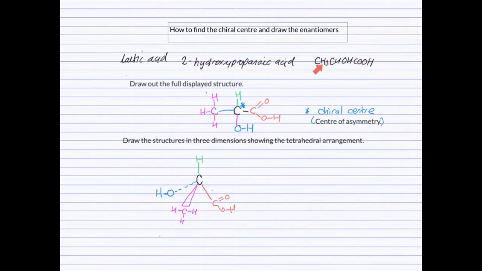Now the first thing to do, we're looking here at 2-hydroxypropanoic acid. First step is to draw out the full displayed structure. The next step is to then take this structure and draw the structure in 3 dimensions showing the tetrahedral arrangement of the atoms. So we've taken the central carbon here and the bonds now are arranged in a tetrahedral arrangement. Each bond is 109.5 degrees apart from each other.